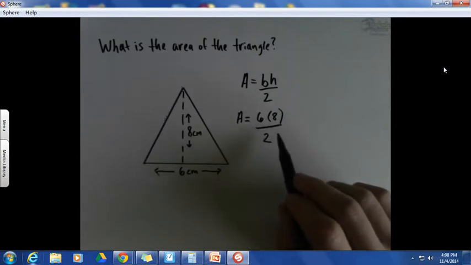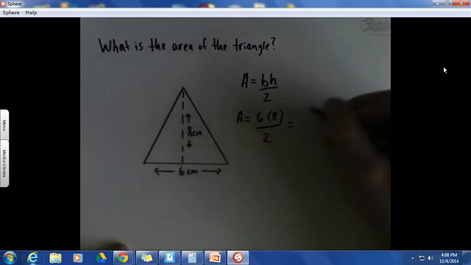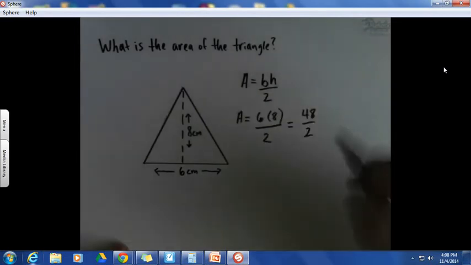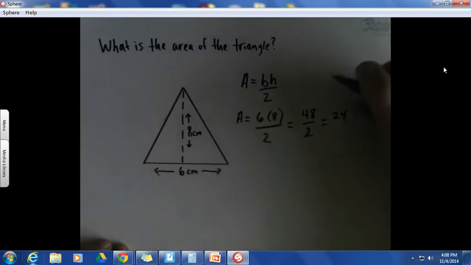What do we do first? We do 6 times 8, which we know is 48, over 2. So 48 divided by 2. I just know that, and it's 24. You could have done it long way too. Let's do it off to the side. 48 divided by 2.